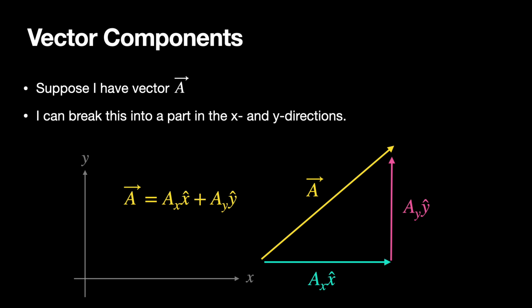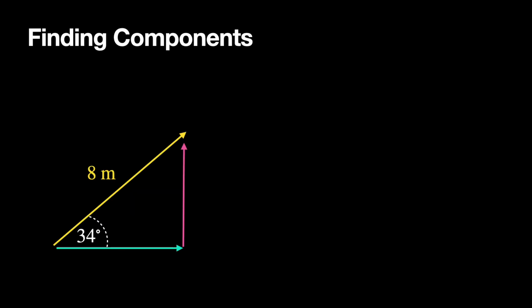And so in fact, we can write this out as a vector. The vector A is Ax x hat plus Ay y hat. This is so super important that you wouldn't even believe, and you're going to see how useful this is. But you may be saying, that's cool and everything, but how do I get these Ax's and Ay's? Well, here's an example. Suppose I have a vector that's 8 meters long and at an angle of 34 degrees. I can find the x and the y components because this is a right triangle. That's what's so great about using these Cartesian coordinates, x hat and y hat, is that they're always perpendicular.